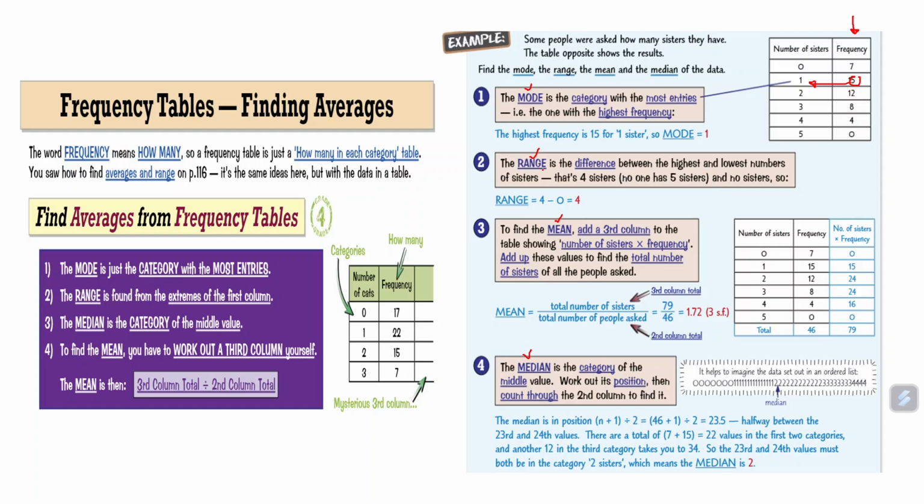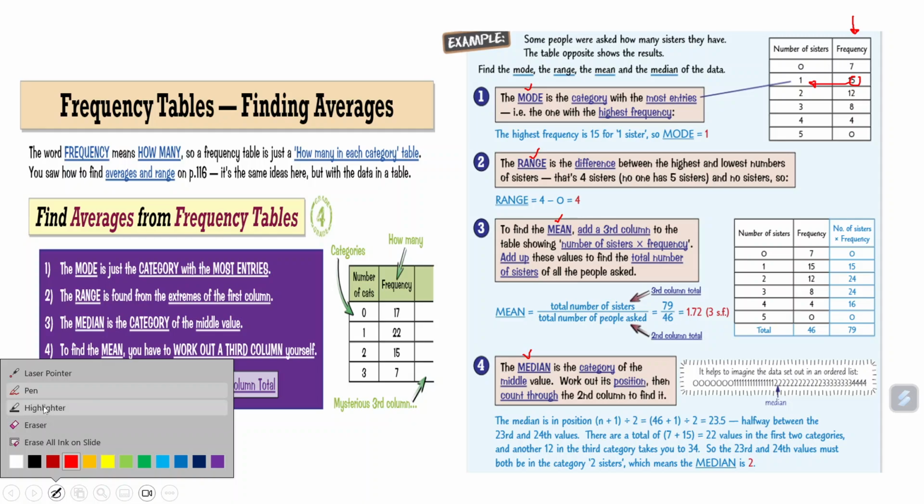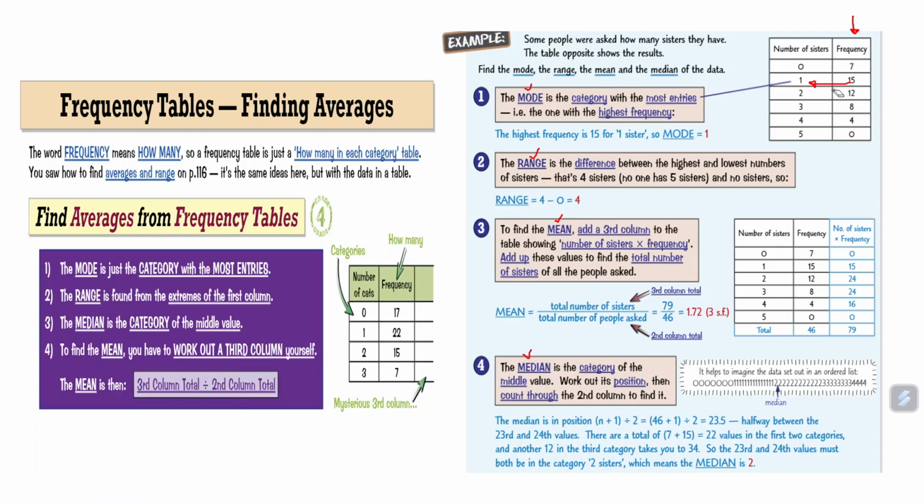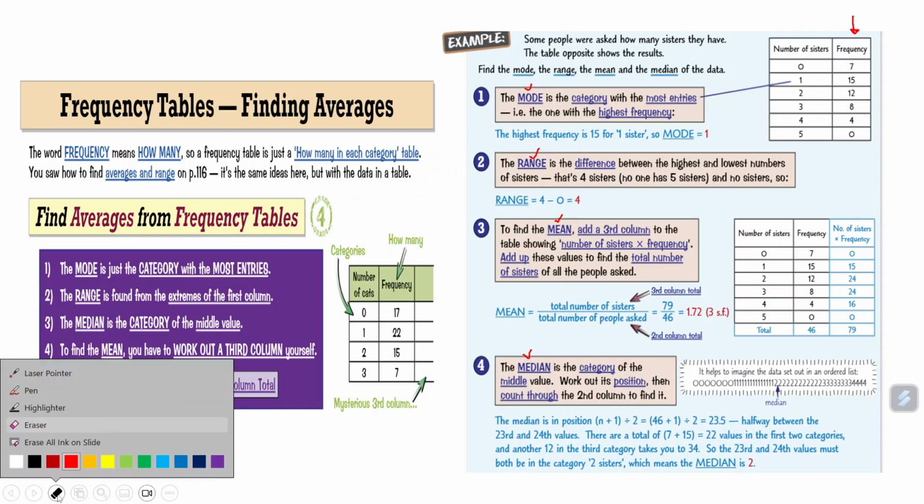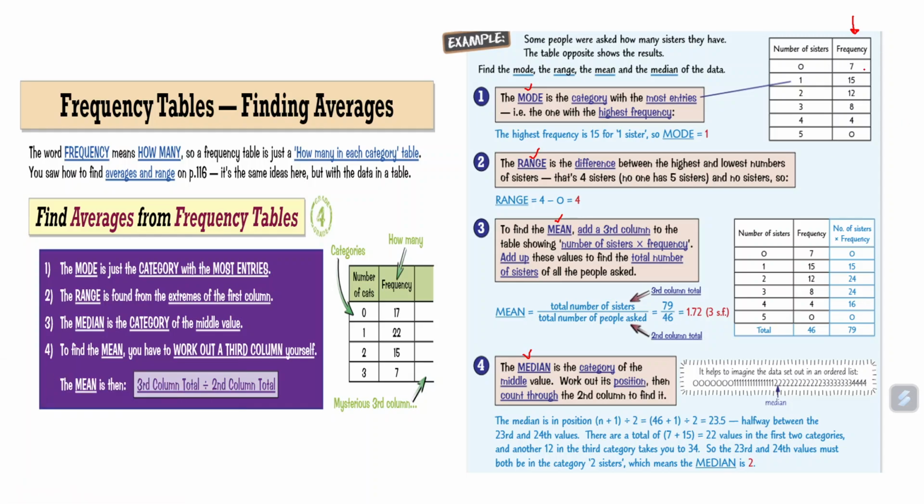Then we look at the range. This is the same frequency table under consideration. So the question says we should find the range. I know most of us remember range is the highest minus the lowest. I know we might be tempted to choose 5 being the highest number here, but it doesn't work that way.